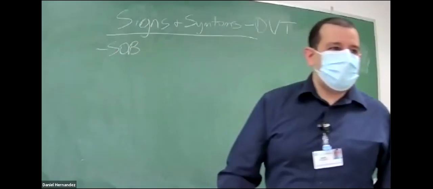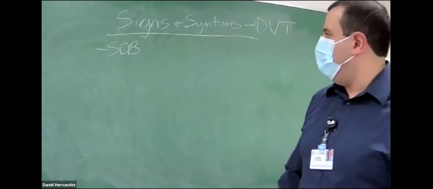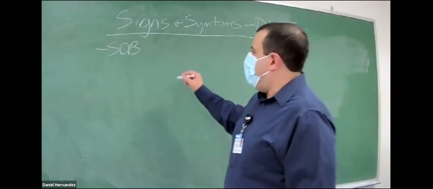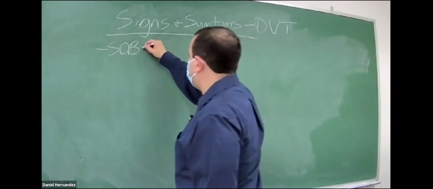So shortness of breath. Typically, we'll see shortness of breath once the clot has actually embolized and gotten to the lungs. So this is more of a sign and symptom of a PE, but it is an indication for doing a lower extremity duplex exam.